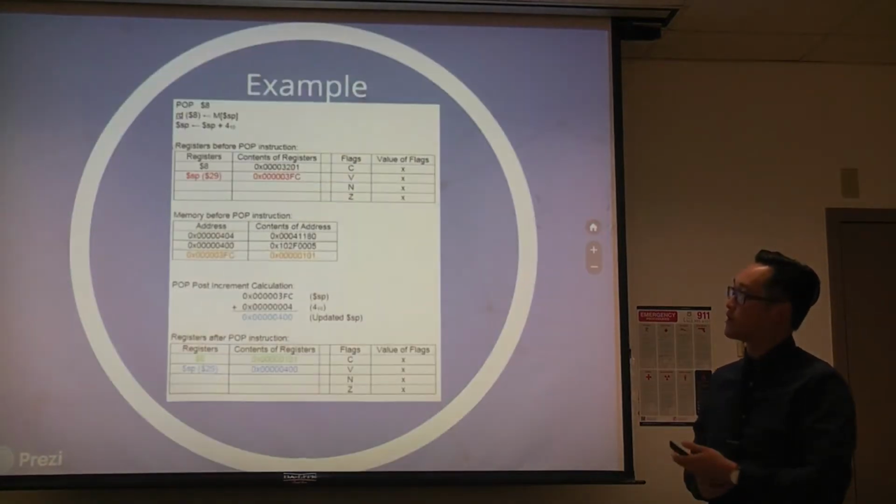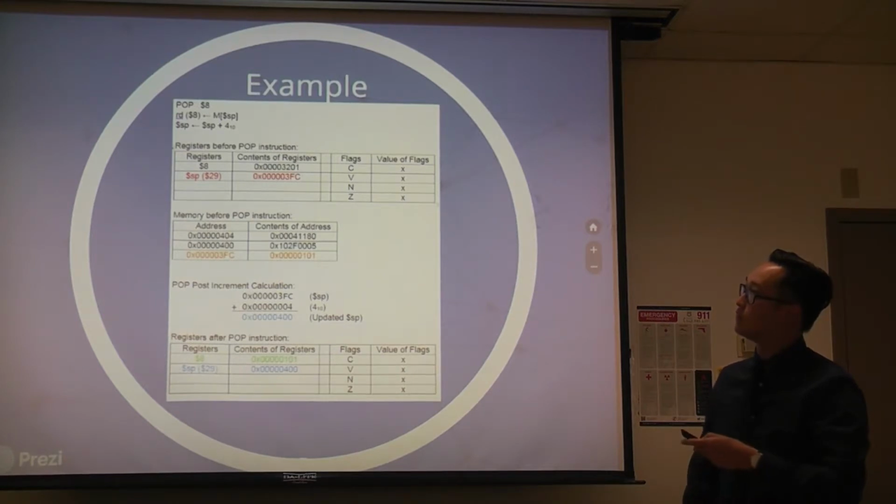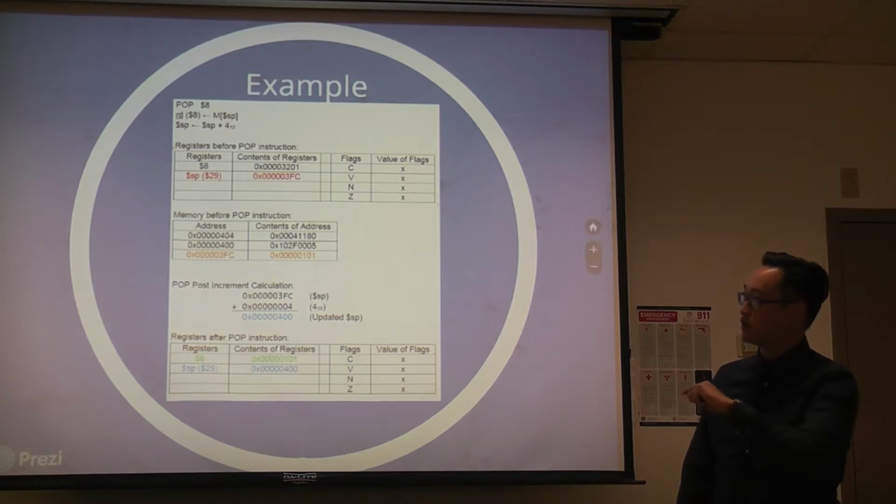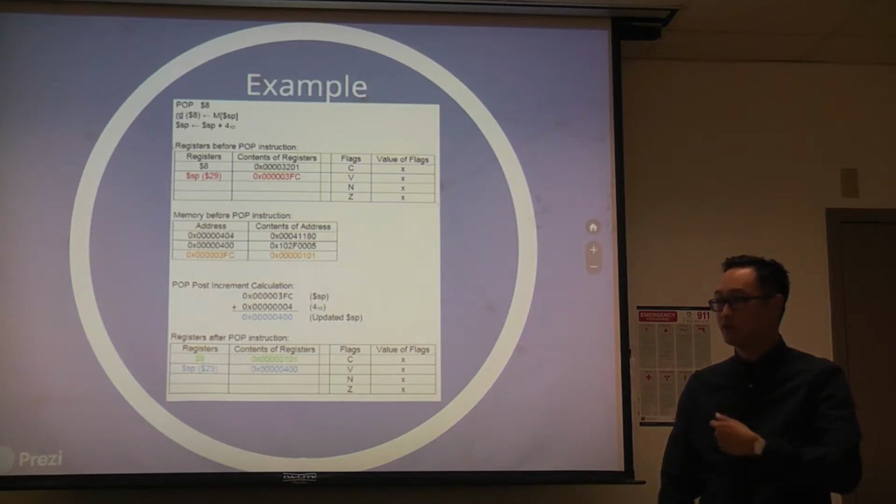So for example, we're going to pop into register 8. It takes the memory address from the stack pointer, which is 3FC currently, and we go to 3FC. We see that it's 101. So we take 101 and store it into register 8. But then we have to make sure we post-increment the calculation. So we incremented 3FC by 4, so it's 400.